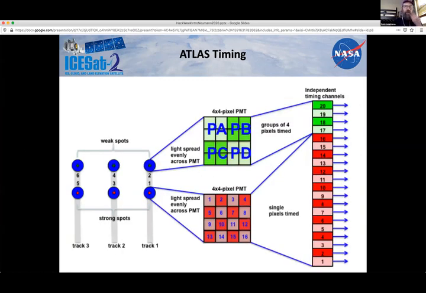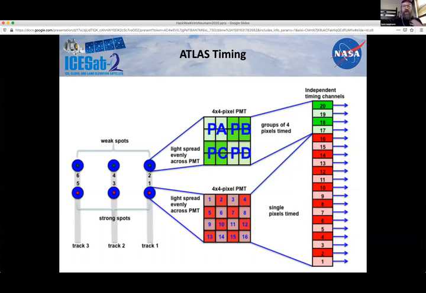Cool, so after leaving the PMTs, we have a small electrical pulse. And maybe where I should start here is over on the left side, where you see the weak spots and the strong spots. For those weak spots, each one of those PMTs, there's 16 elements in the photomultiplier tube. And for the weak spots, we're grouping 4 of those elements together. So effectively, there are 4 channels for each weak spot. And that's indicated by the green elements in the middle figure top.